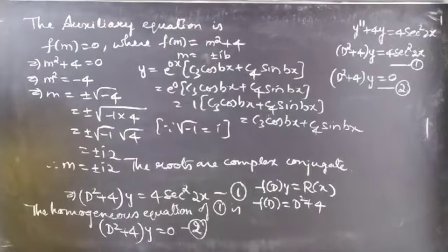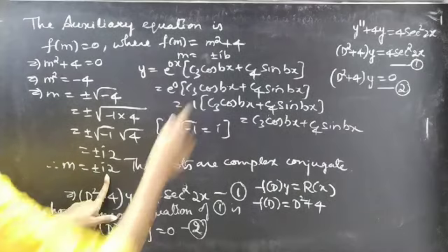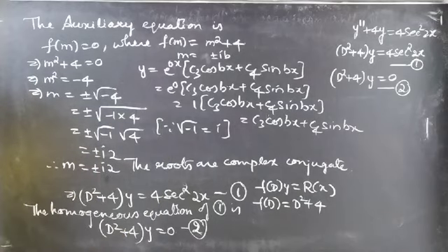Now compare plus or minus i2 with plus or minus ib. Then for b equal to 2, we'll get the solution of the homogeneous equation 2.